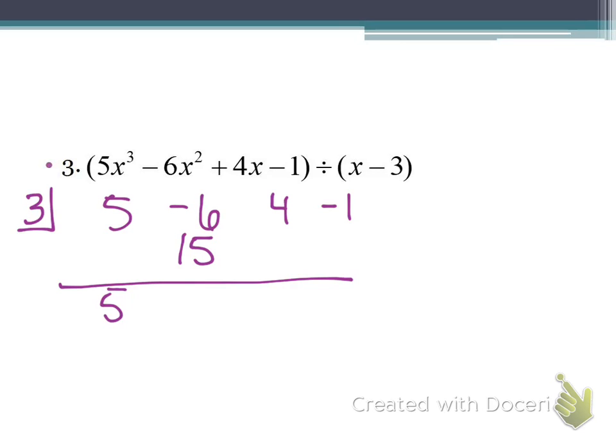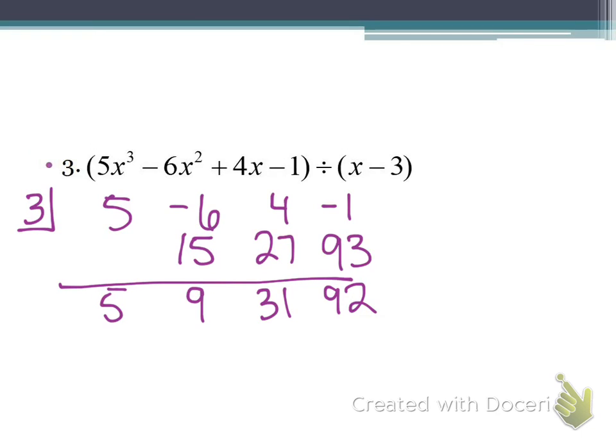We add that to negative 6. 9. We multiply that by 3. 27. We add that to 4. 31. We multiply that by 3. 93. And we add that to negative 1. 92. Oh, it does come out with a remainder of 92.